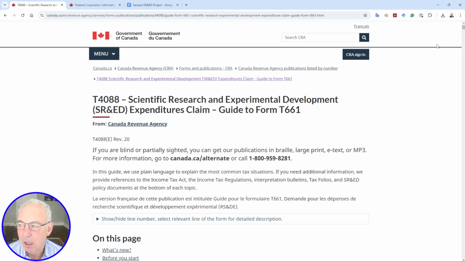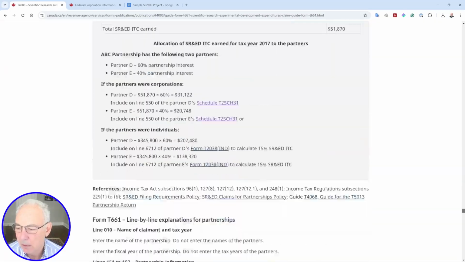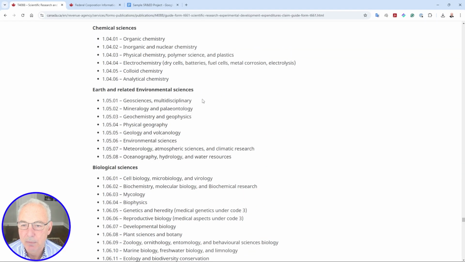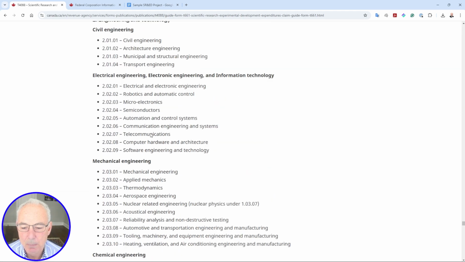This gives you a lot of information on how to fill in the T661. We're going to skip down to almost the bottom here, where they have the list of codes. And because we're a software development company, we're going to put in software engineering and technology, which is that code over there.